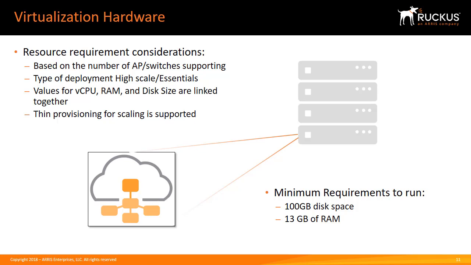The Virtual SmartZone appliance does require at least 100 gigabytes of storage space. However, it can be deployed with a thin provisioned virtual disk, which can grow to the maximum size of 600 gigabytes. Because required resources vary depending on the number of APs and switches, along with the type of deployment, it is best practice to review the Virtual SmartZone Getting Started Guide to see what resource requirements are needed for your particular deployment.